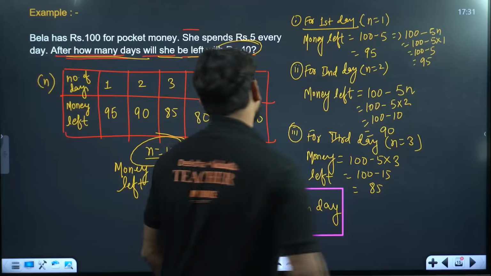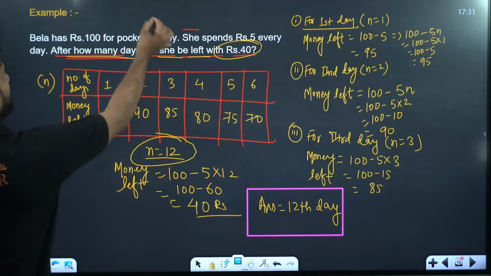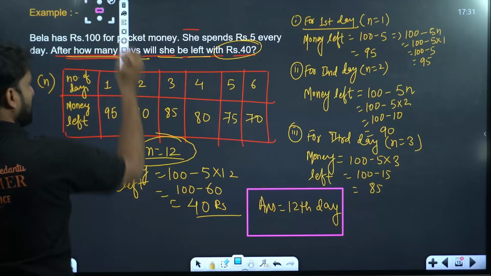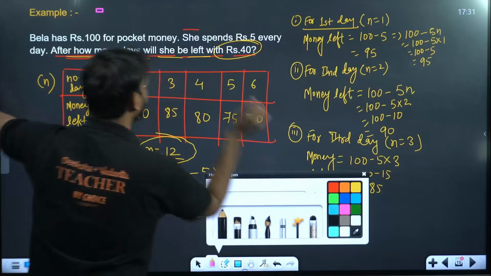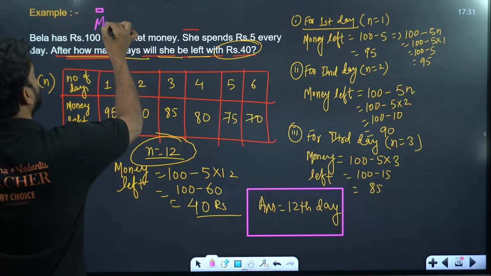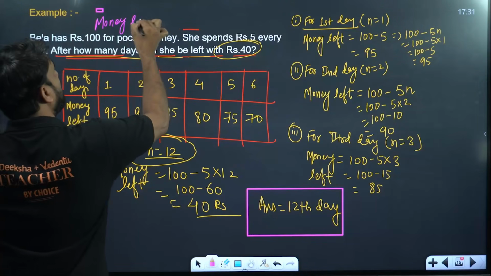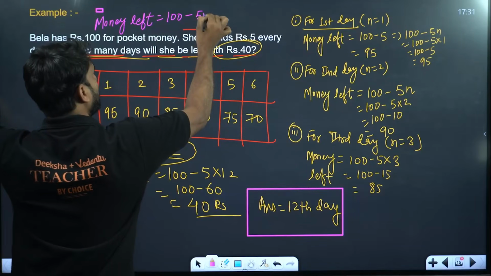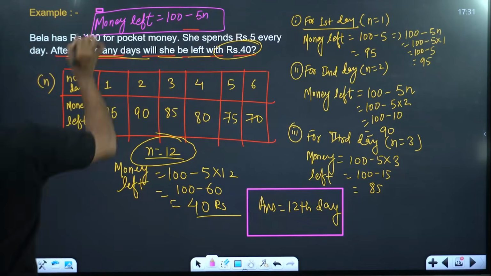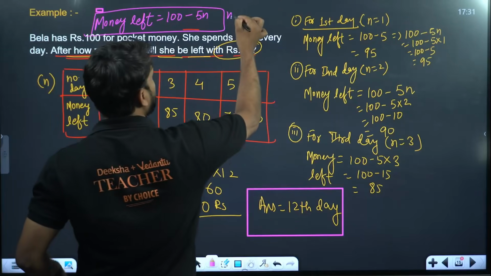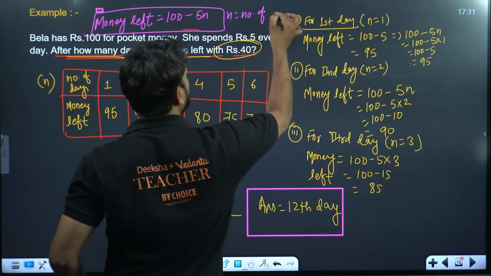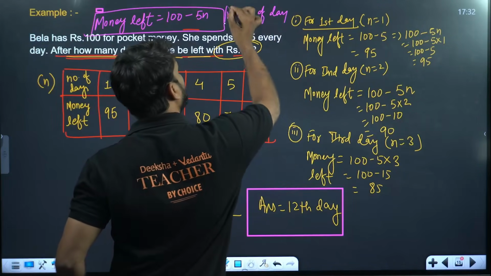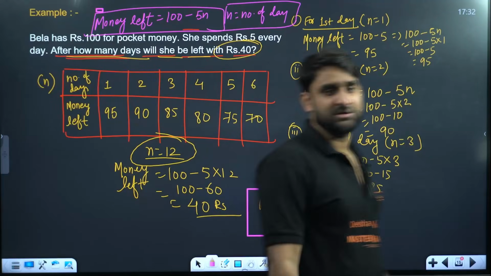This is the pattern. So this question is following which pattern? Money left, we can find out by using this formula. This is the linear pattern, and n here is what, my dear? N here is number of day. I hope this question is clear to you, everyone.